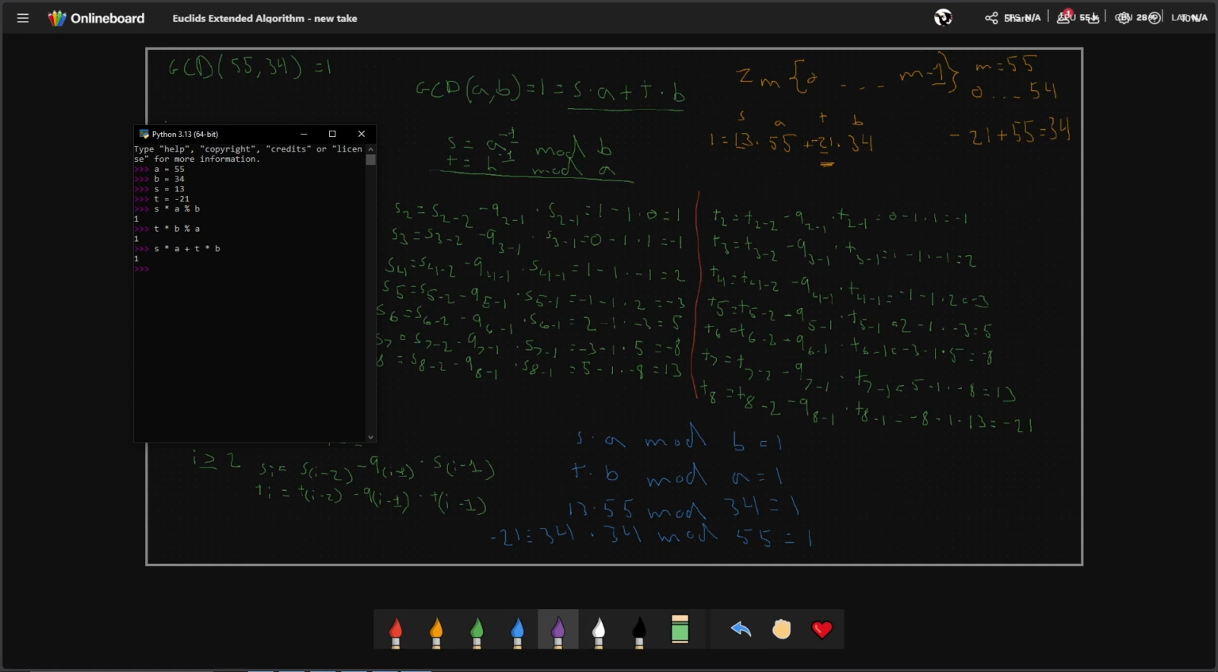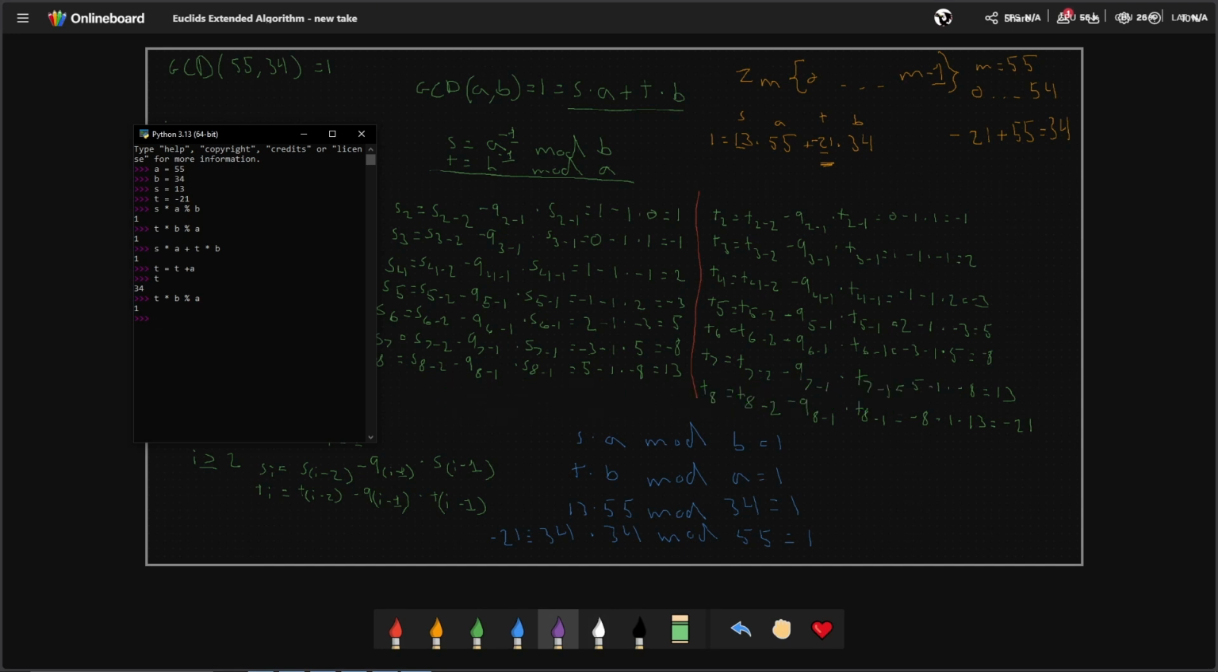Now, I also just briefly want to show you that our conversion of the t-value from being negative to positive is correct. Because remember, the t-value needs to be positive when we use it for actual encryption. So our trick was that we took t and then we added a onto it. So we assigned t to t plus a, and this should now be 34, which it is. And then if we take t multiplied by b modulo a, this will still be equal to 1 because negative 21 and 34 are congruent.